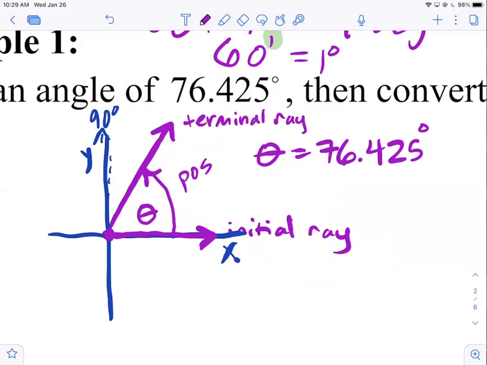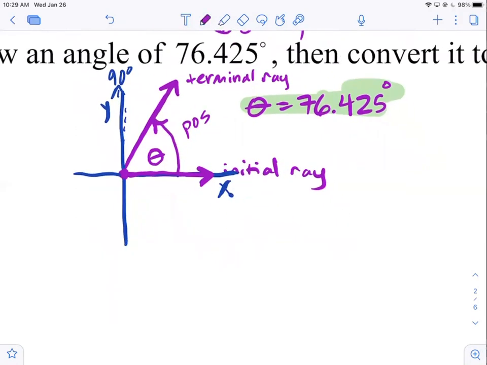Like a bus terminal is where the bus stops, right? So when we rotate counterclockwise, we're going to call that the positive direction. Now I can label the interior as theta, which not only gives the angle its name, but it's also synonymous with the measure of the angle.